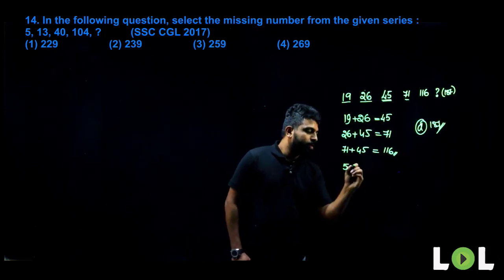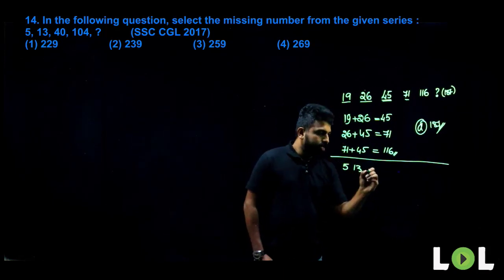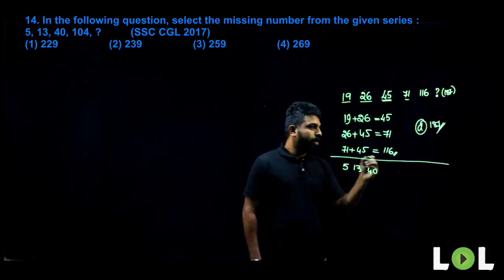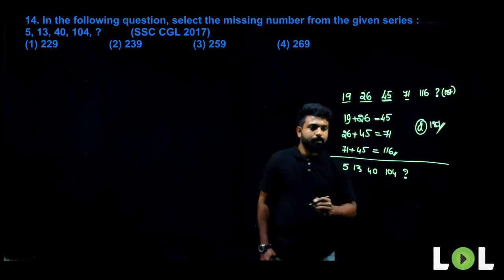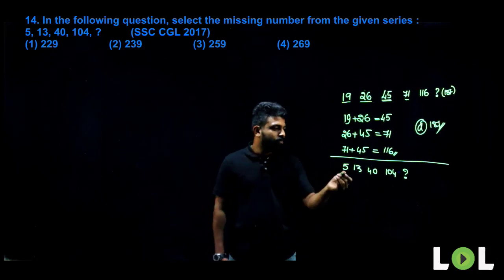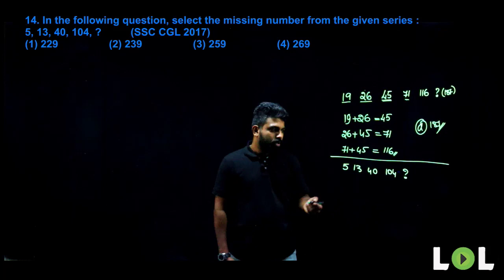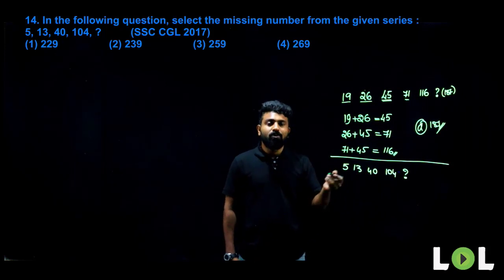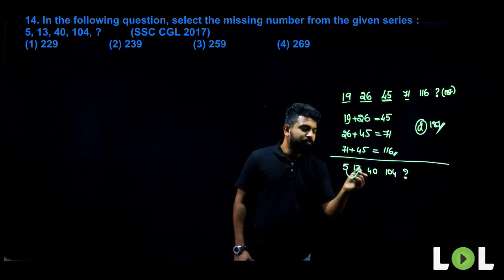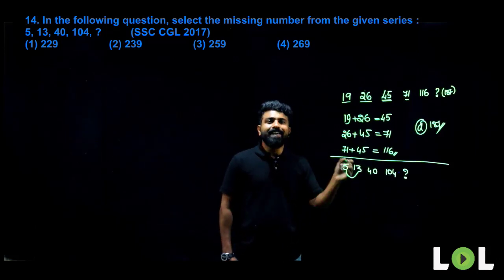5, 13, 40, 104, and then there is a question mark here. What is happening? Look at my first term, which is 5, and my last term. I don't know if this difference is big or small. The terms are increasing gradually, but the difference seems to be big. So whenever I am confused, the first thing I need to do is start taking the difference. Whenever you don't know what the logic is hidden within the series, you start taking the difference.